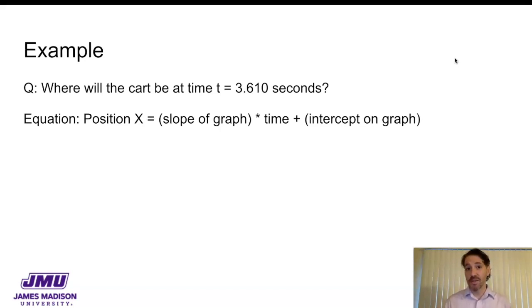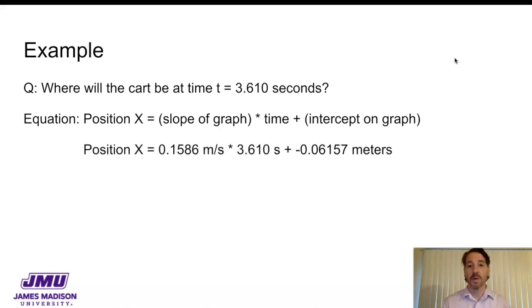The position in the x direction for that cart is the slope of the graph times time plus the intercept. The slope of the graph was, according to my graphing software, 0.1586 meters per second. The time that I'm being asked about is 3.610 seconds into the recording, and the intercept is approximately 0, so it's not going to change it too much. We would calculate the position in the x direction, and I get that the cart should be at 0.51097 meters. Of course, I'm going to round that off a little bit. We're not going to get too picky about significant figures in this class, but they do still matter.